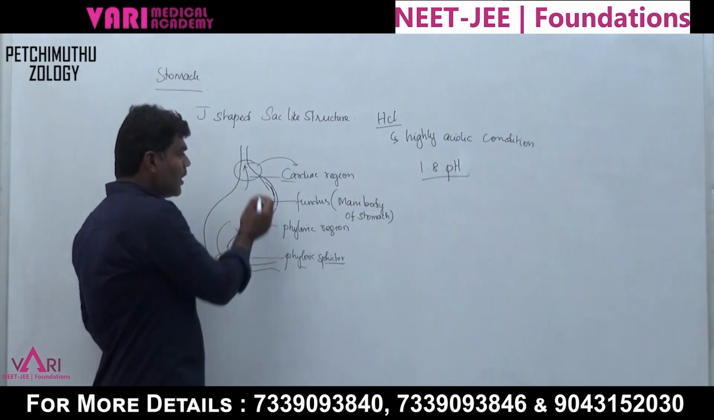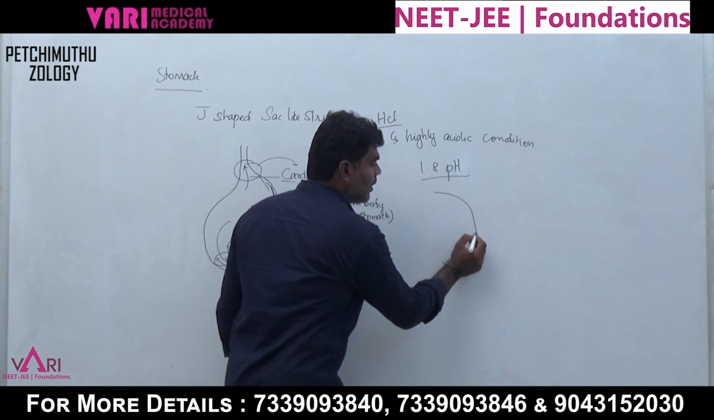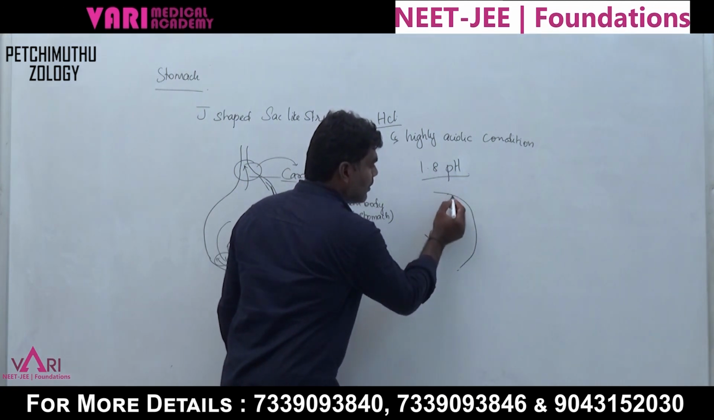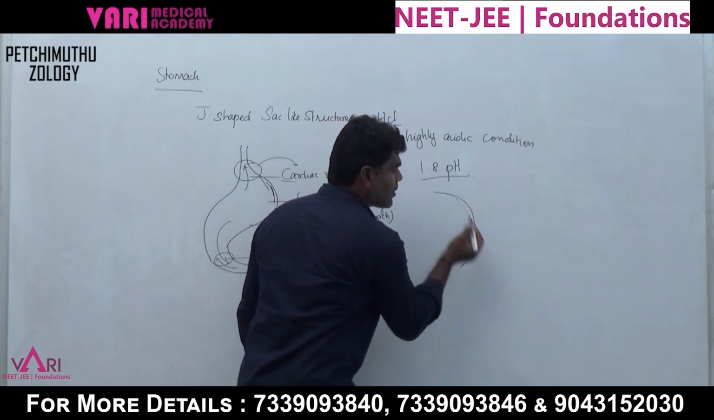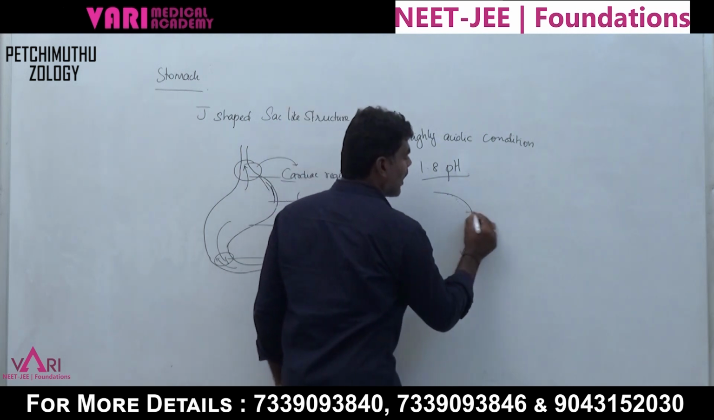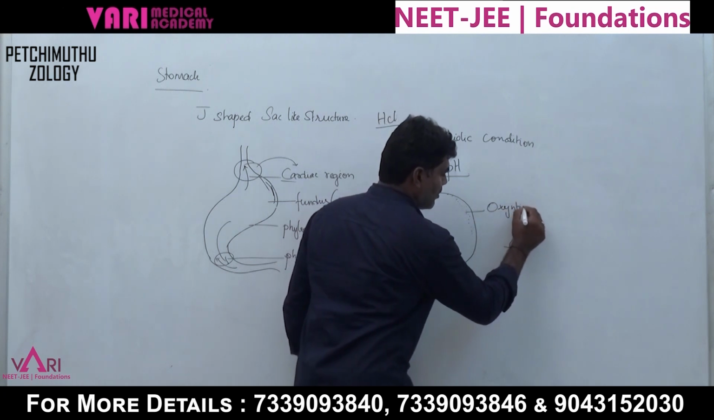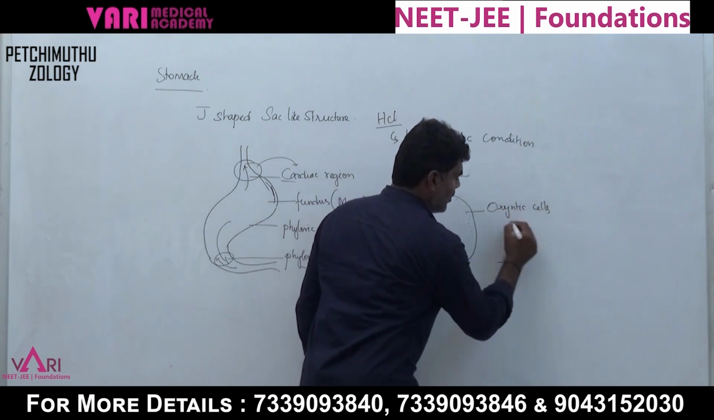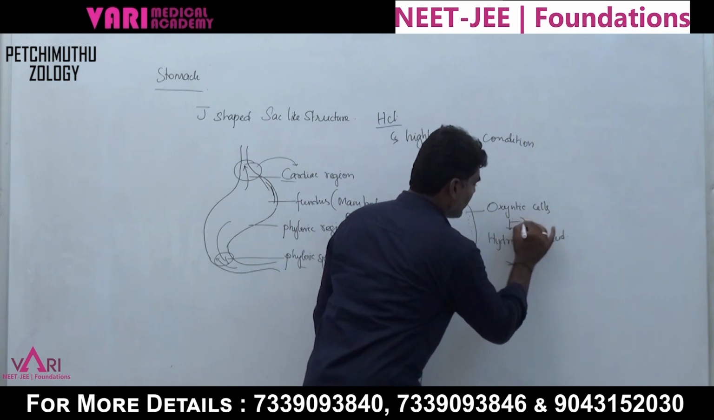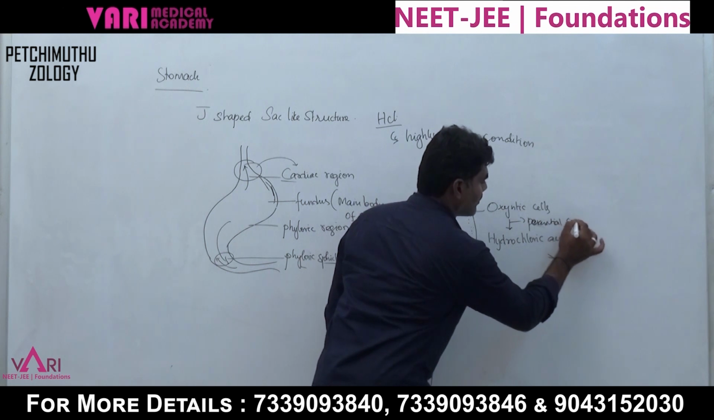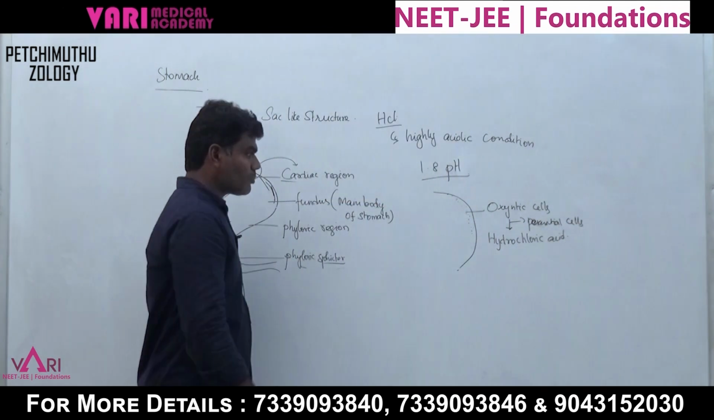Inside the stomach body, the oxyntic cells, also called parietal cells, produce the hydrochloric acid.